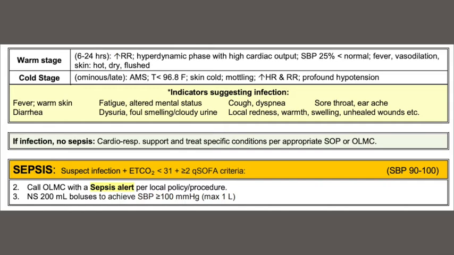So what I like to think about this is if we're giving them fluid boluses, they're going to be responding pretty dynamically to those boluses. But they are going to have a systolic blood pressure of 25% less than normal. Most likely, we're not going to know what their normal is, but keep that in mind. That's an assessment criteria that maybe we can figure out.